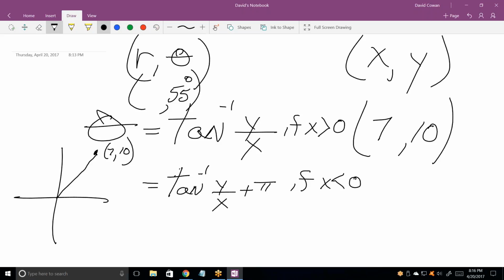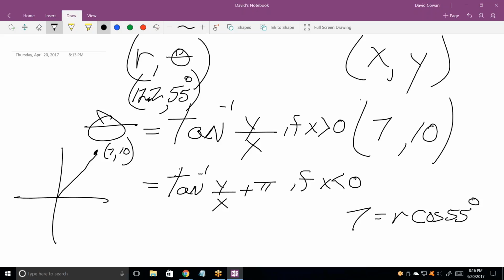Okay. And now r. I know that x is equal to r times the cosine of 55 degrees. There's only one unknown there. It's r. So r is going to be 7 divided by cosine of 55. What is that? 12.2.